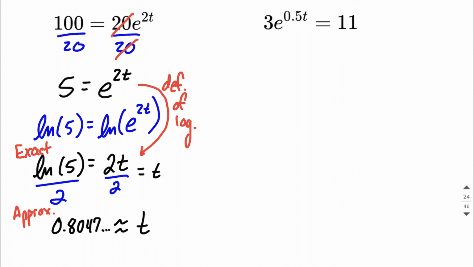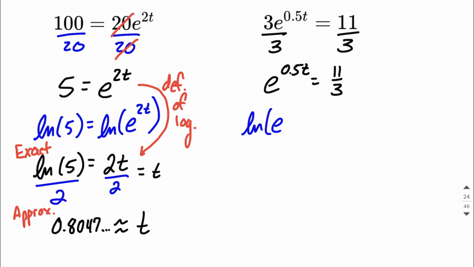On the right-hand side, it's going to be very similar as far as our steps go. What we want to do is isolate the e to the power, so we'll divide both sides by 3. This will get us e raised to the 0.5t power is equal to 11/3 on the right-hand side. Again, you could either use the definition of logarithm, or you could apply a natural log to both sides, and we'll get to the same exact place, so it doesn't really matter which direction you go.